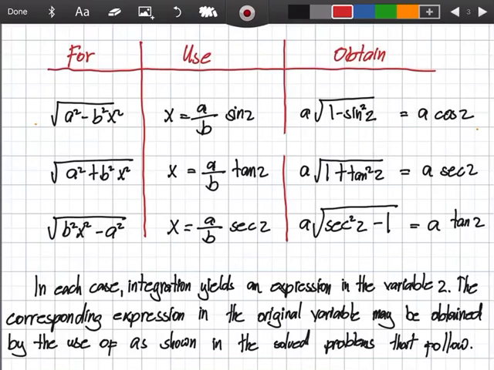To obtain a: the square root of 1 minus sine squared z, which is equal to a cosine z, and the square root of 1 plus tan squared z, which is equal to secant z, and the square root of secant squared z minus 1, which is equal to tan z. So, in each case, integration yields an expression in the variable z. How does that happen? We're going to explain it later on examples. The corresponding expression in the original variable may be obtained as shown in the solved problems that follow.